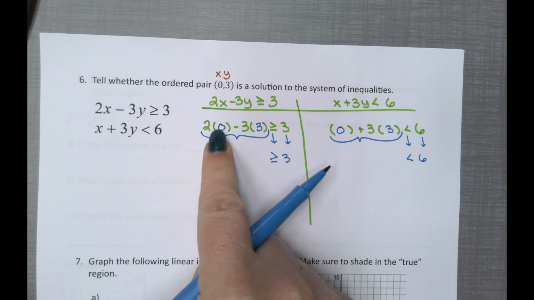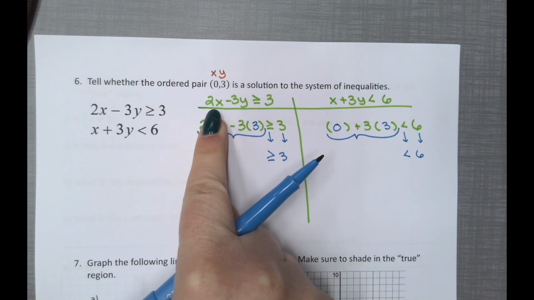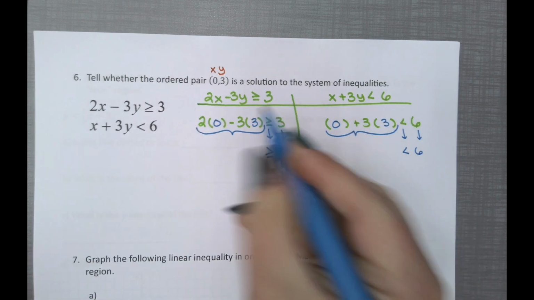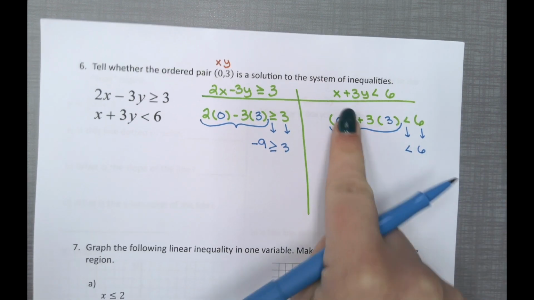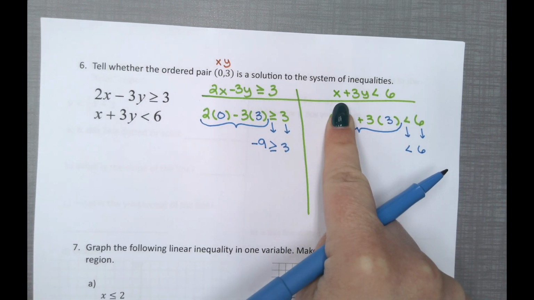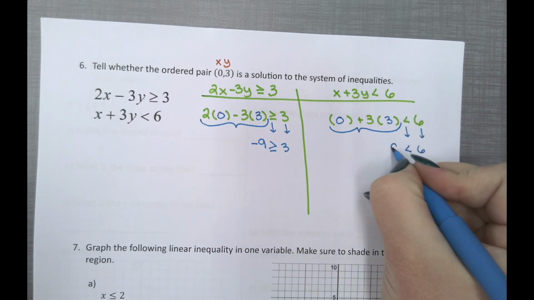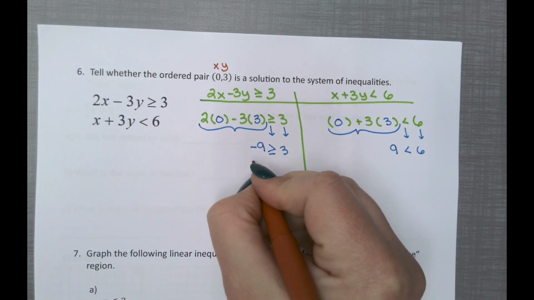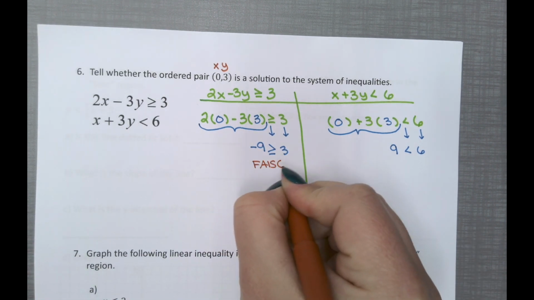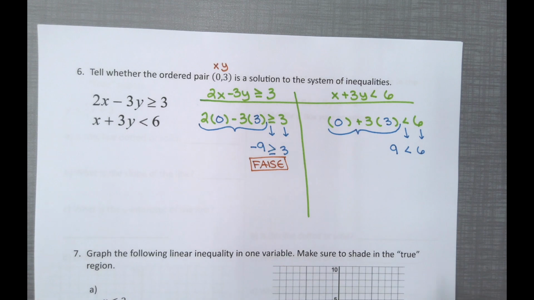2 times 0 is 0. -3 times 3 is a -9. 0 plus 3 times 3, so 0 is gone. 3 times 3 positive is a +9. So let's ask ourselves, is this a true or a false statement? Is -9 bigger, greater than 3, or is it equal to 3? And both of those are false. -9 is not bigger than 3.